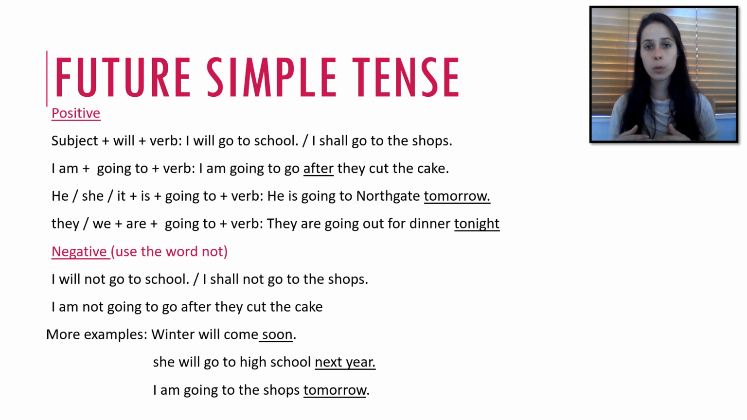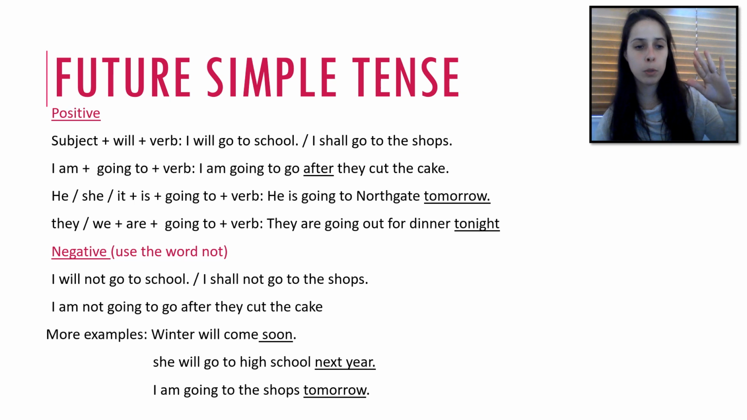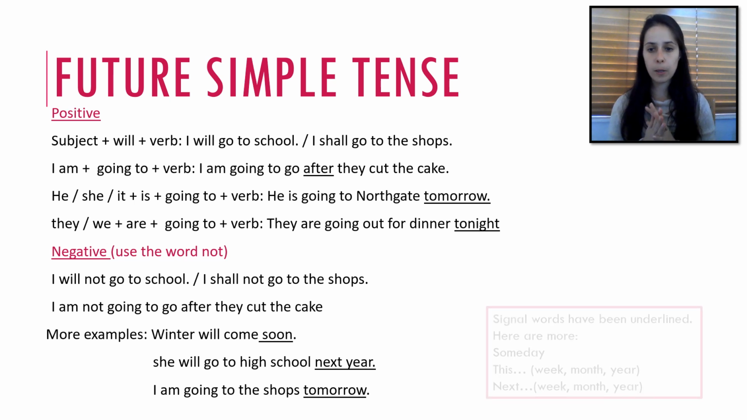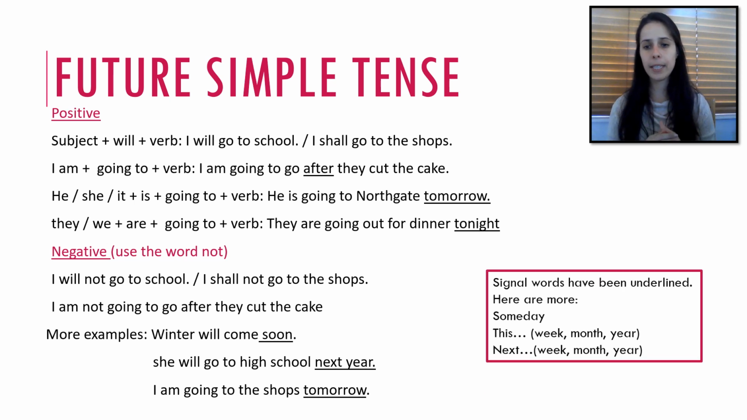Here are more examples if you're a little bit unsure about the sentence structure. Winter will come soon, so it's still having to come, it's in the future. She will go to high school next year. I am going to the shops. You'll see some of the words I've underlined. If I go from top to bottom, I've underlined after, tomorrow, tonight, soon, next year, and tomorrow again. So have a look at the block on the side of your page.